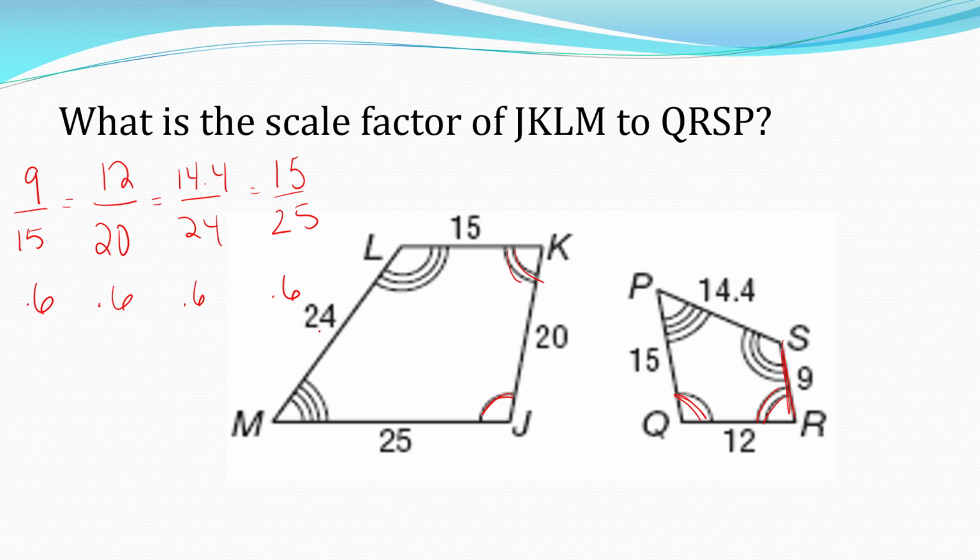So we have 4 congruent angles, 4 proportional sides, and the scale factor then, we want to represent the scale factor as a reduced fraction. So let's take 9 over 15. I know that 9 is 3 times 3, and 15 is 3 times 5. So we can reduce this to 3/5. So the scale factor is 3/5. So in other words, this shape multiplied by 3/5 gives you that shape.